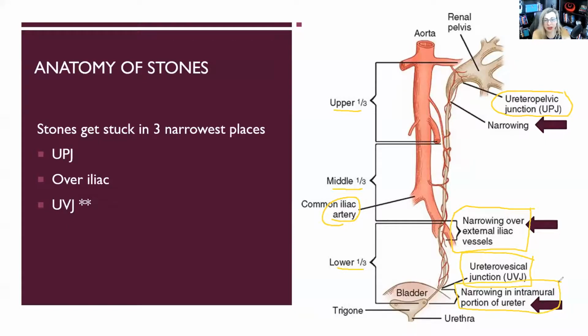So if you have to guess where the stones are, these are the three places you would want to image or look for stones to determine where the stone is and which one is causing pain. I would almost always bet a lot of money that if it gets past that UPJ, which is on the upper third, then it's going to be stuck in the UVJ. You guys will get used to hearing about that. That's why I put an asterisk next to the UVJ, because that is most commonly where those stones will be stuck.